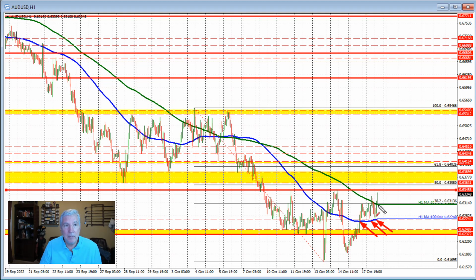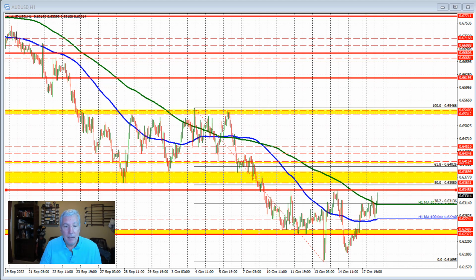As long as the price can remain above that, that's more bullish. Better yet, if the price can stay above the 200-hour moving average and the 38.2% retracement of this last trend move to the downside, that would be more bullish for this currency pair as well. So this is really the close risk, I like to say, for the Aussie versus US dollar. Stay above is more bullish.